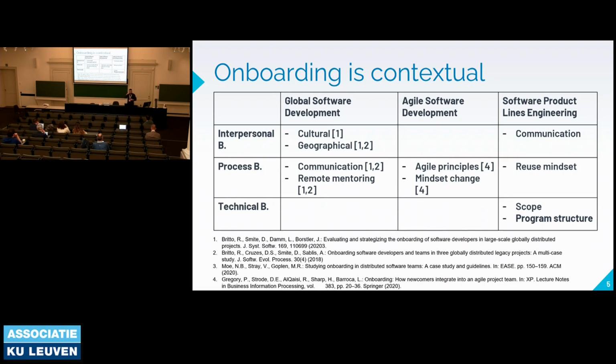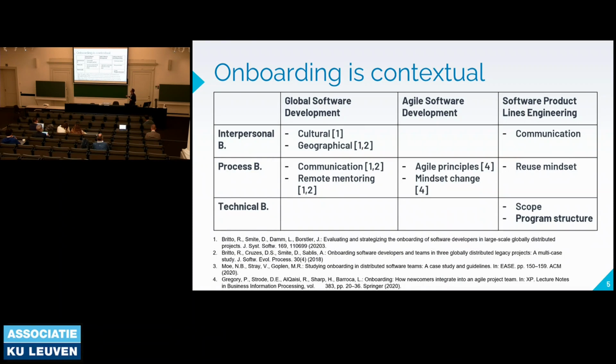In the case of agile software development, we found that newcomers had some difficulties embracing the agile principles. And apart from that, they also have some problems changing their mindset because they were not used to being more independent and assigning to themselves the different tasks. And in the case of the software product line, there is no work analyzing these barriers. We try to argue them in the paper.